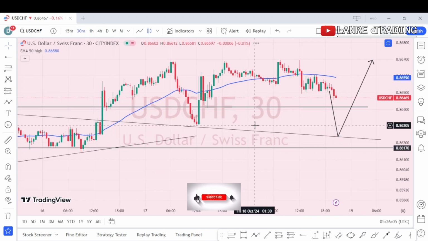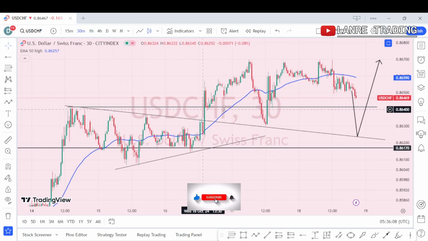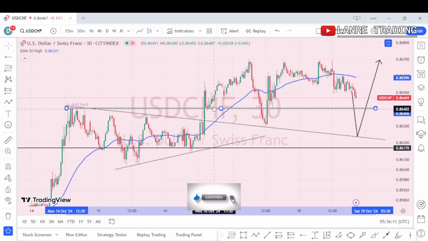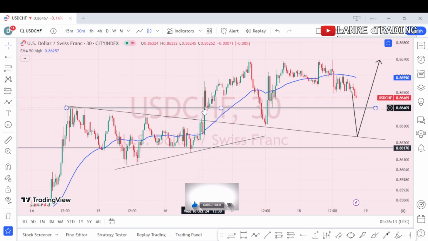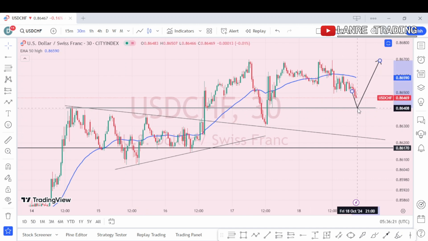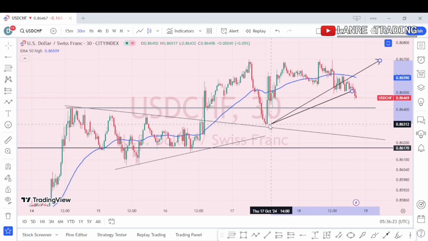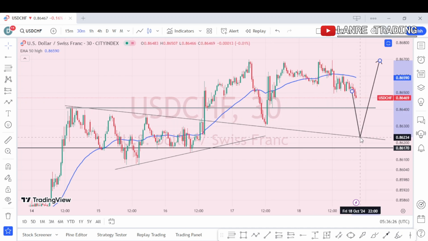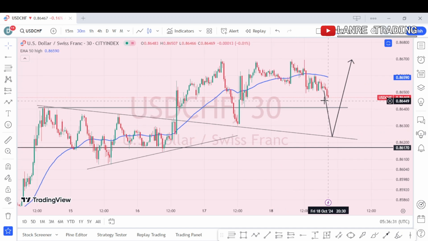Now, let me scale down to the 30-minute time frame just to clearly show us this level is a valid level. This level is being respected first, being respected second, and price might want to come respect it and continue its bullish move, or price might come deep to retest this before we continue. I believe by Tuesday we shall have a clear direction of what price wants to do for USD CHF. Either it wants to make use of this level or this level.